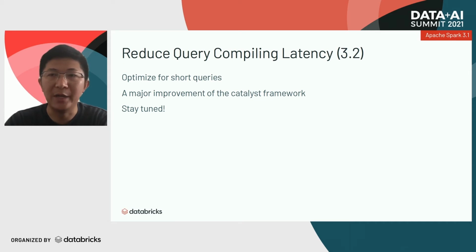So we are doing a major improvement of the Catalyst framework to speed up most of the analyzer and optimizer rules to cut down the query compiling time to half. And after that, we may see more bottlenecks of the query compiling time. For example, maybe we will improve the task scheduling time to make Spark faster when scheduling tasks and to make it fit better with short queries. Please stay tuned. Next, my teammate Xiao will take over and introduce the rest of the new features in Spark 3.1.